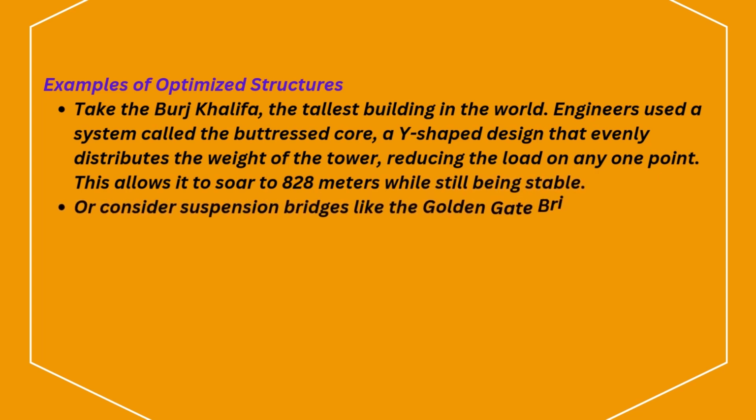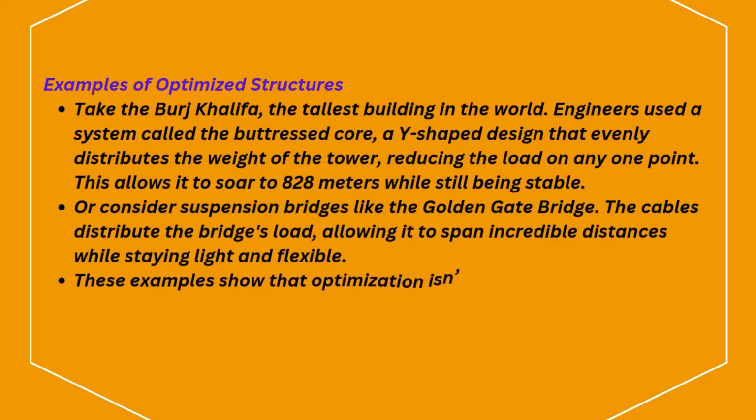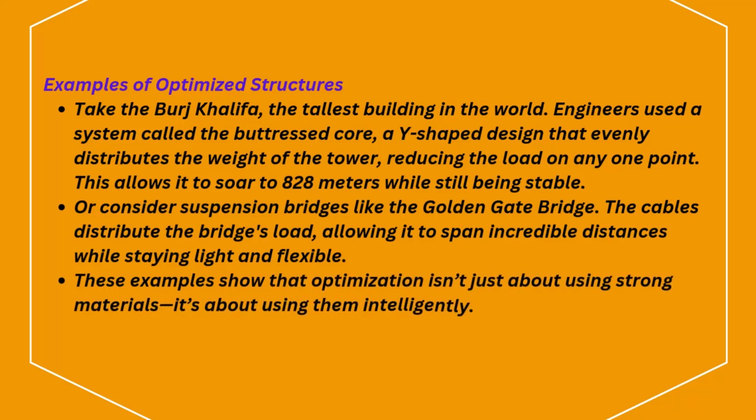Or consider suspension bridges like the Golden Gate Bridge. The cables distribute the bridge's load, allowing it to span incredible distances while staying light and flexible. These examples show that optimization isn't just about using strong materials, it's about using them intelligently.